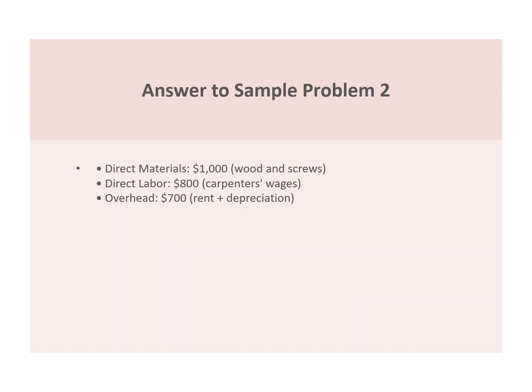Okay, so I hope you took the time to pause and think about it, or maybe you didn't even have to think about it. But here's the answer to problem 2. You have 1,000 for wooden screws, and that is direct materials. You have the 800 for carpenters, which is direct labor. And then you have 700 total for overhead, which is that rent and depreciation. And that is because both of those are indirect costs, so they're not actually going into the product, but they are supporting the business overall.